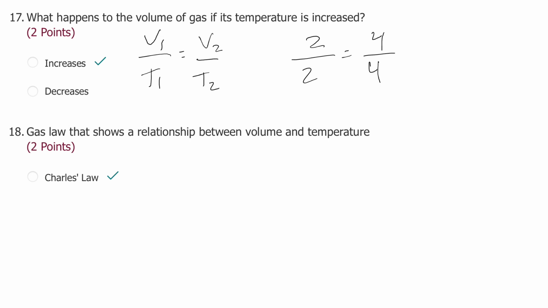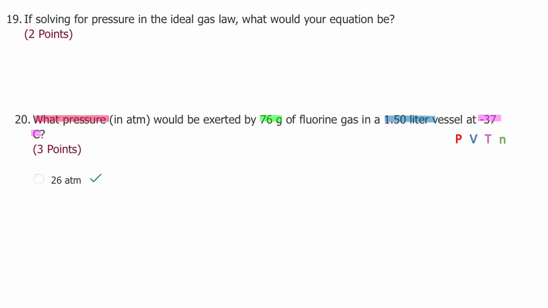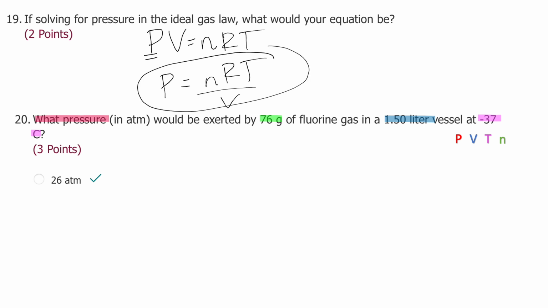So number 18, the gas law shows a relationship between volume and temperature. We just went over that. That is Charles' law. If solving for the pressure in the ideal gas law, what would your equation be? So we have PV equals nRT is the ideal gas law. If we're solving for pressure, we would then have to divide by V, so it'd be nRT over V.